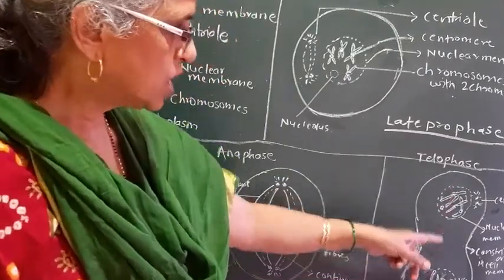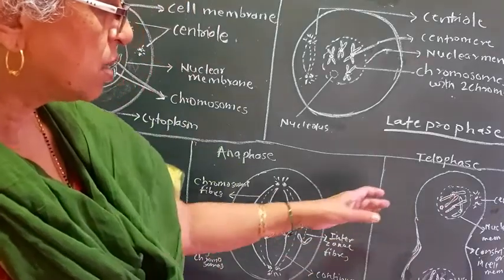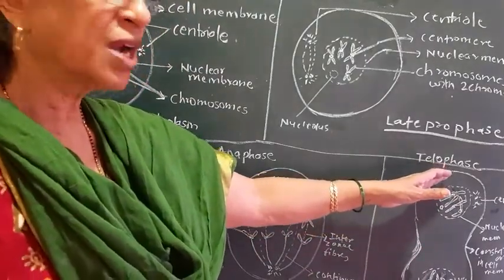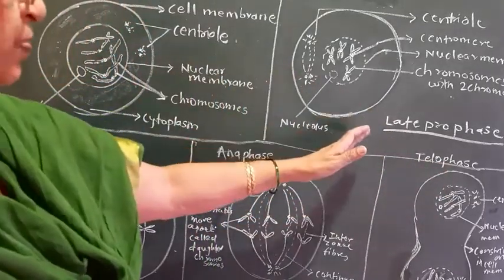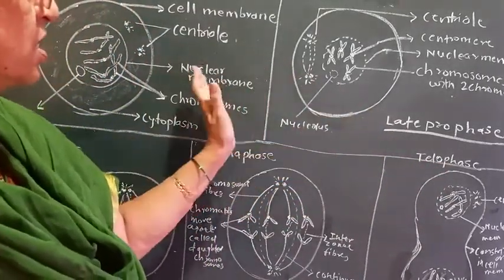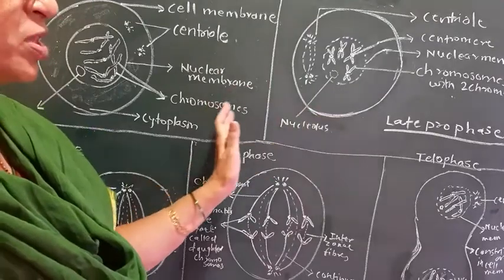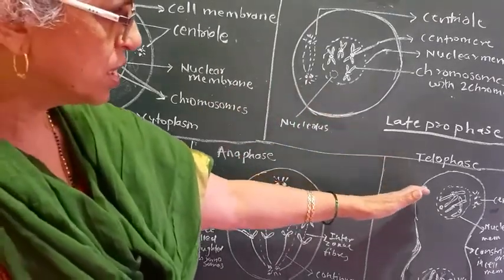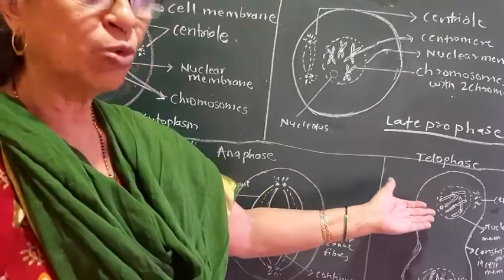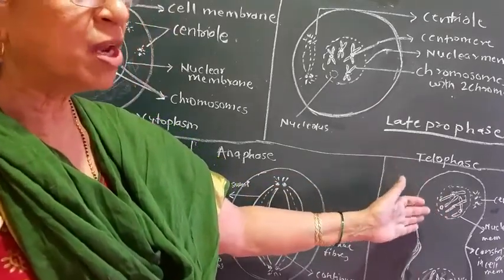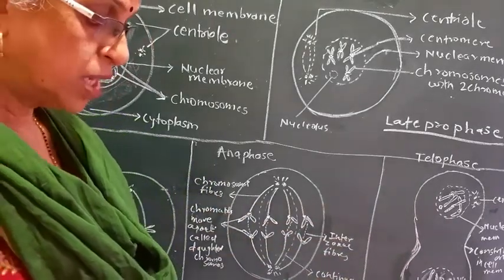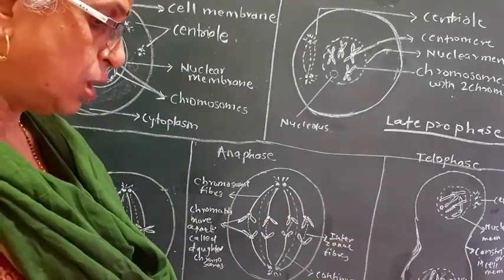So those which have reached the pole now start decondensation. So telophase is somewhat exactly reciprocal to prophase. In prophase we have seen condensation of chromosomes, or prophase starts with the condensation of chromosomes, while in telophase there is decondensation of chromosomes. So naturally they will again become thin and thread-like. Followed? So that is the first thing that happens in telophase.